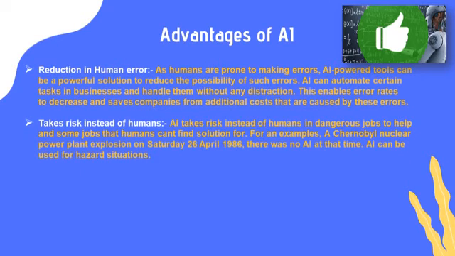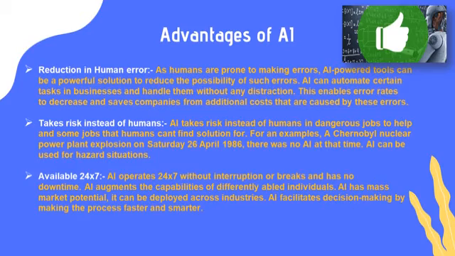Takes risk instead of humans. AI takes risk instead of humans in dangerous jobs, to help in some jobs that humans can't find solutions for. An example is the Chernobyl nuclear power plant explosion in Ukraine on Saturday, 26 April 1986. There was no AI at that time. AI can be used for hazard situations like these.